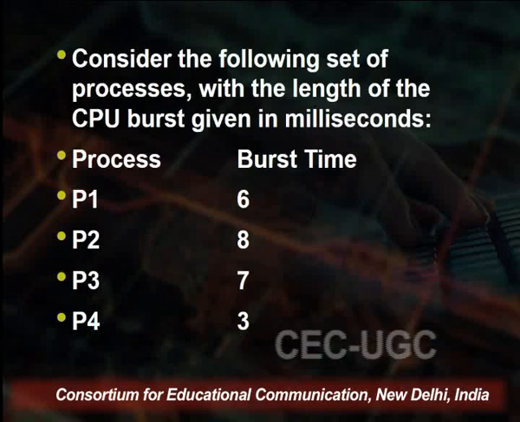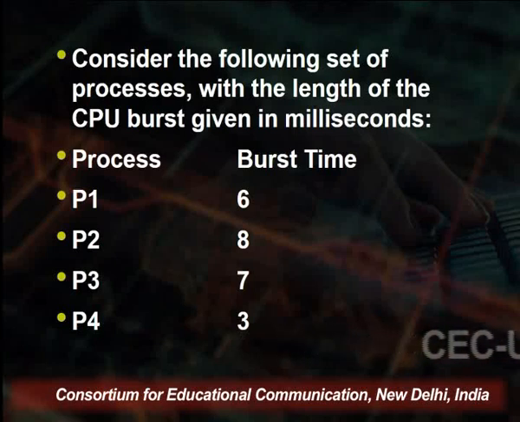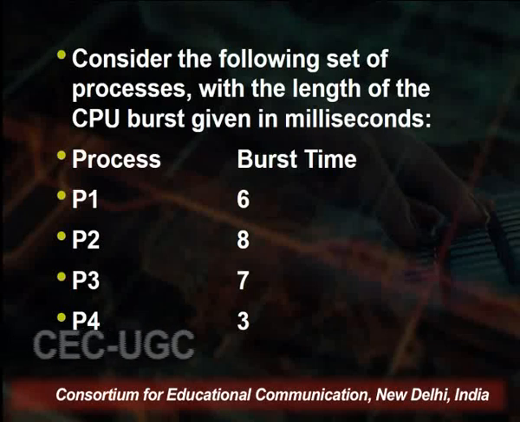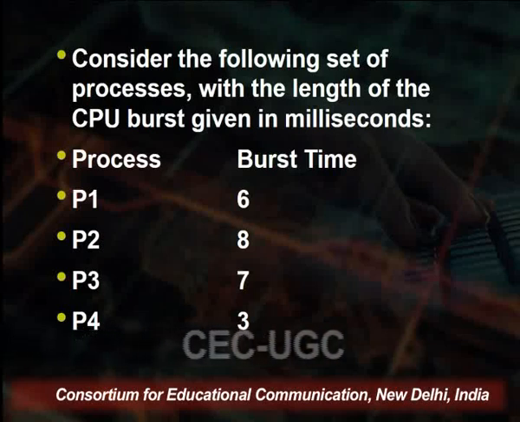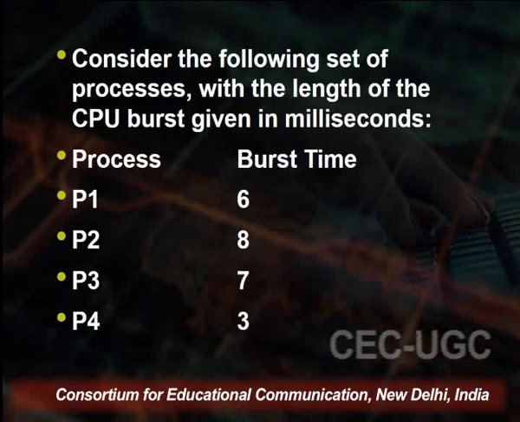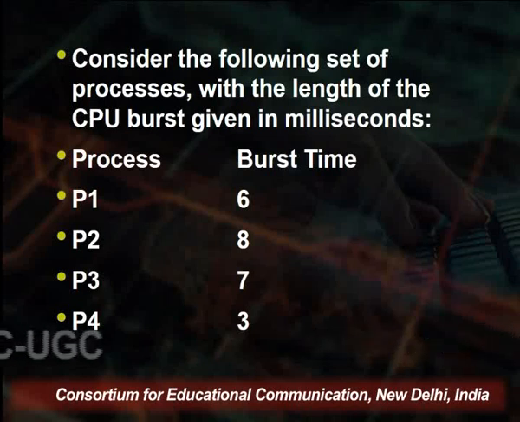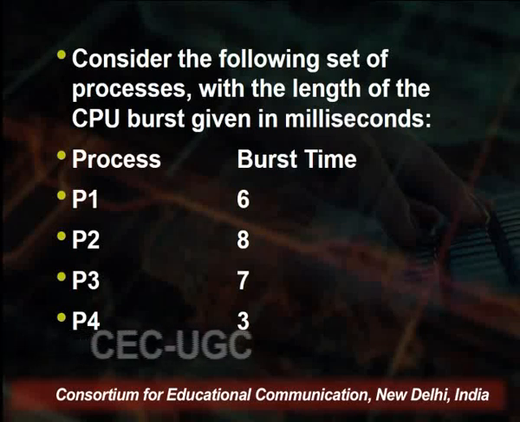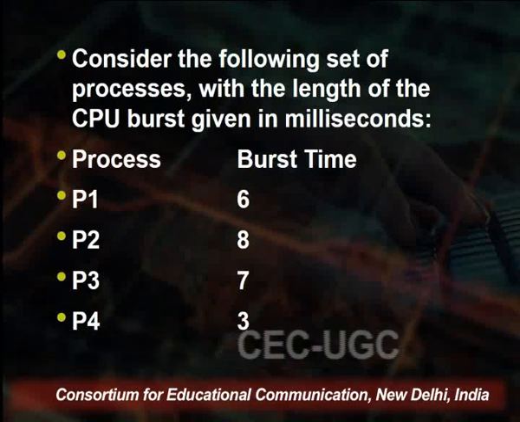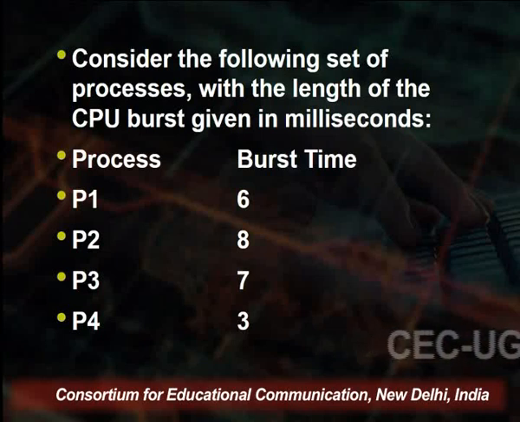Now with this background, let us see an example. We have a set of processes with the length of the CPU burst given in milliseconds. So we have P1, P2, P3, P4 and P5 with the given burst times of 6, 8, 7 and 3. Here we are not considering arrival time, we are considering a uniform or common arrival time for all.